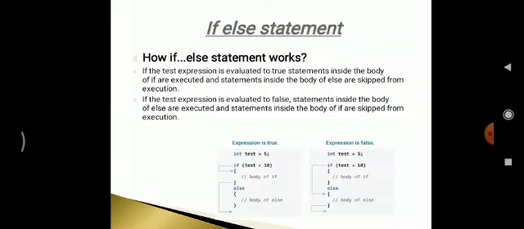Example is on the screen. When the expression of if is true, the code of if is executed and the else body is skipped from execution. But what if the expression is false? When the expression of if is false, the body or the block of if is skipped from execution and the program jumps directly to the else body.